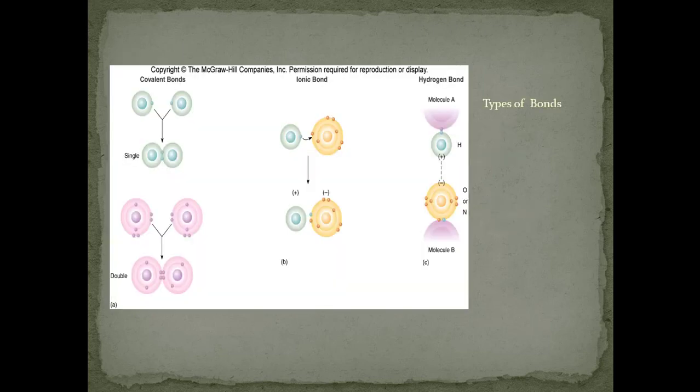And here's a visual on that. So we have covalent bonds. You can see we have an electron from either atom being shared between the two to make the molecule there.